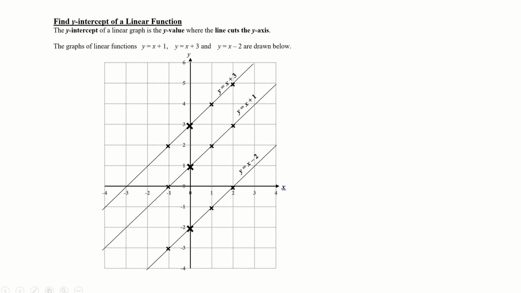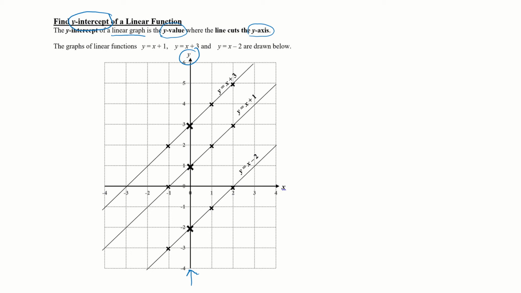Okay, I'm back. This time we're going to talk about the y-intercept of a line. So what is the y-intercept? The y-intercept of a line or a linear graph is the y value where the line cuts the y-axis. Now I would like everybody to focus on the y-axis, this entire line from bottom to the top. That's labeled the y-axis.